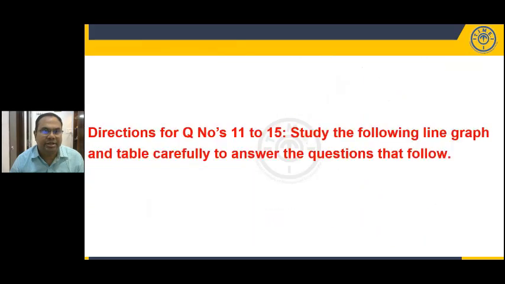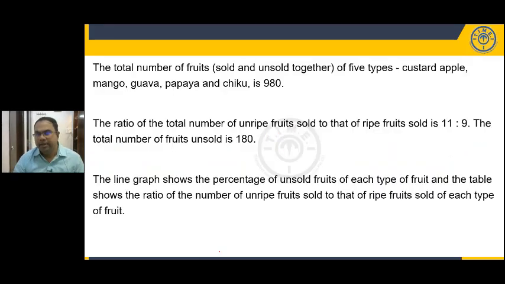Second set, the one which we discussed just now, question number 11 to 15. Study the following line graph and table carefully to answer the questions that follow. This is your SBI Clerk 2021 main exam. Just go through this data. Custard apple, mango, guava, papaya, chiku, total 980, sold and unsold together. Total fruits are 980. That is what is given in the first statement.